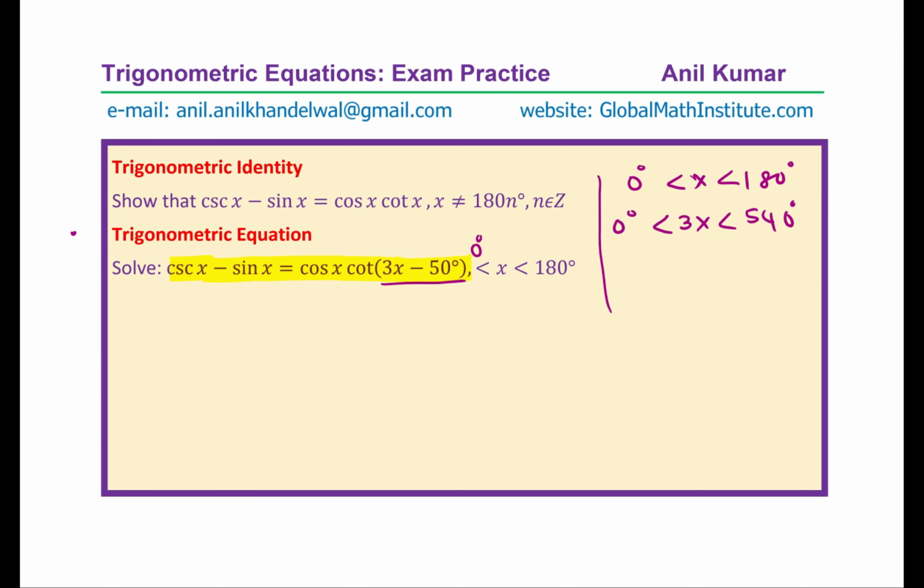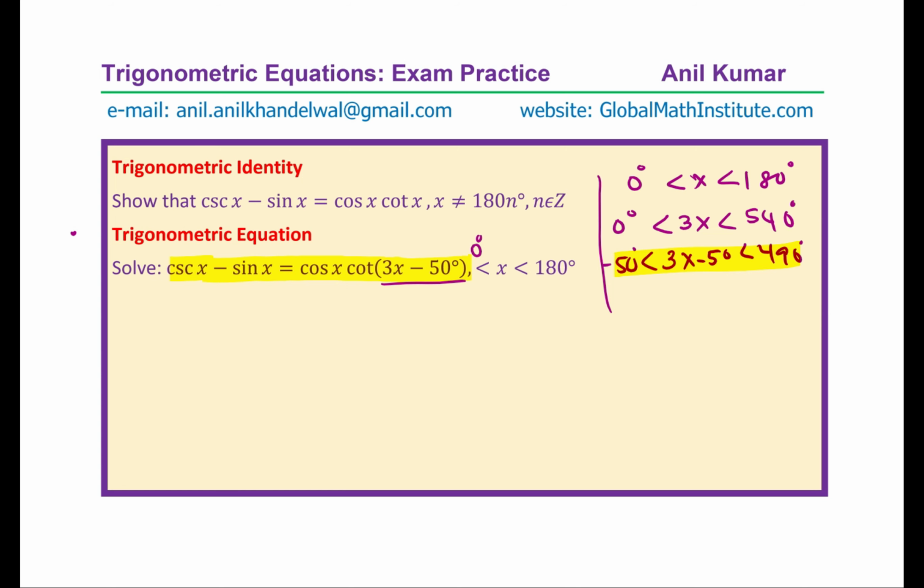Now we need to find 3x minus 50. So 3x minus 50 will be between minus 50 degrees and 490 degrees, correct? So actually speaking, we have to look for all the solutions within this interval. You get the idea. This is key towards the solution of this question.